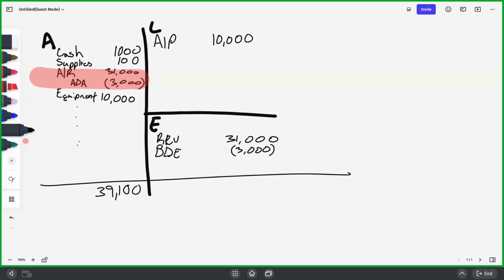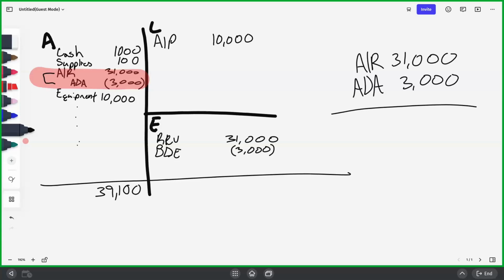So, you're going to look at something called net receivables, or net accounts receivable. And that's essentially taking this information here and saying, okay, accounts receivable is 31,000. ADA is 3,000. Net AR is... So yeah, where does that go to?